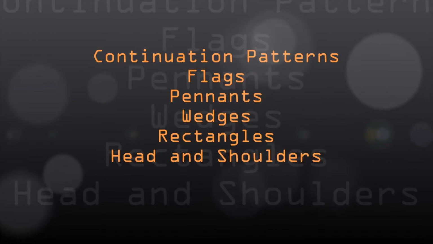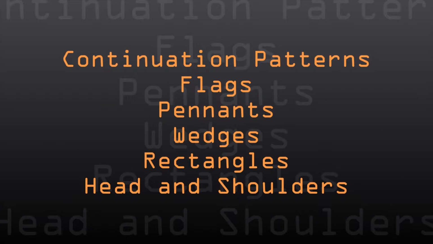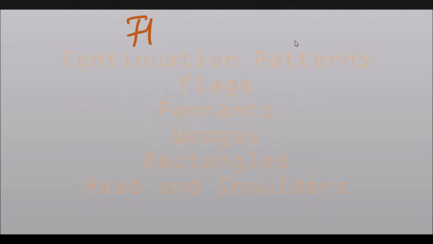We've mentioned that shorter duration patterns, shorter than even the triangle patterns that are commonly found as continuation patterns, are flags, pennants, wedges, and rectangles. We've also mentioned that the head and shoulders continuation pattern will be discussed along with the head and shoulders reversal pattern. So let's begin discussing the key features of flags, pennants, and wedges.